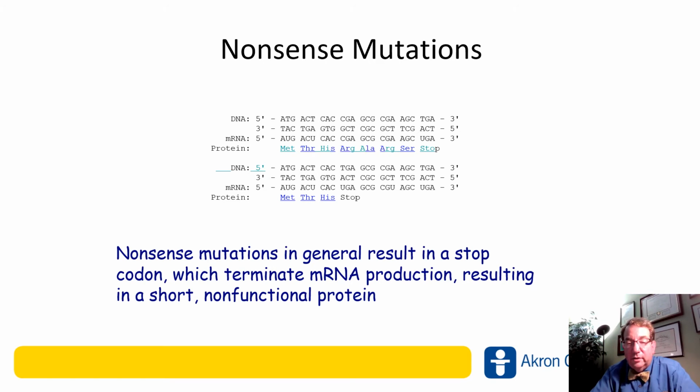Nonsense mutations in general result in a stop codon, which terminates mRNA production, resulting in a short non-functional protein. So in this sequence, instead of the CGA, which corresponds to an insertion of an arginine, you get UGA that creates a stop codon. And so instead of having this normal amino acid sequence, you get the stop here and a shortened protein. Again, disease causing.